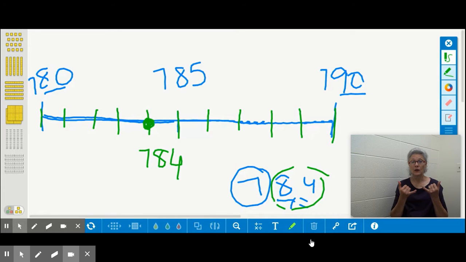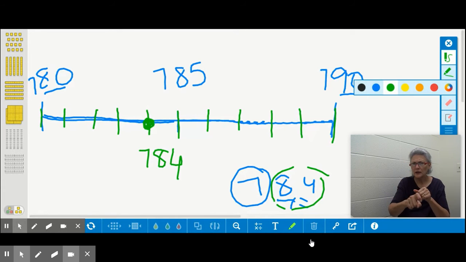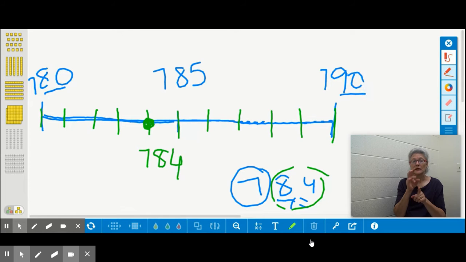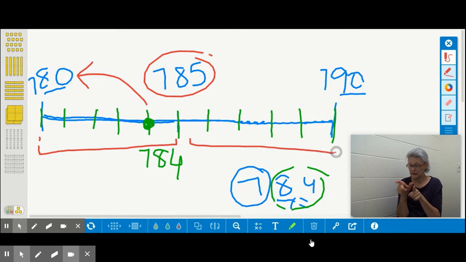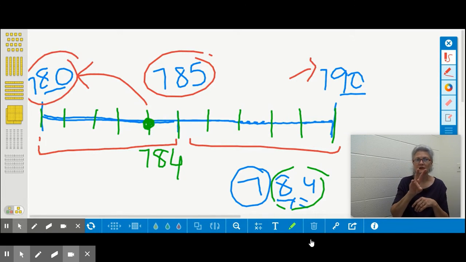Now, one thing that we need to keep in mind is is it closer to 780 or 790 so that I could round to that tens number? When I'm looking, I'm noticing that it is on the side that is less than the midpoint, which means then I can round to the smaller benchmark of 780. If it was on the larger side of 785, then I would be rounding to 790. But it's not, in this case, it's less, so I'm rounding to 780.